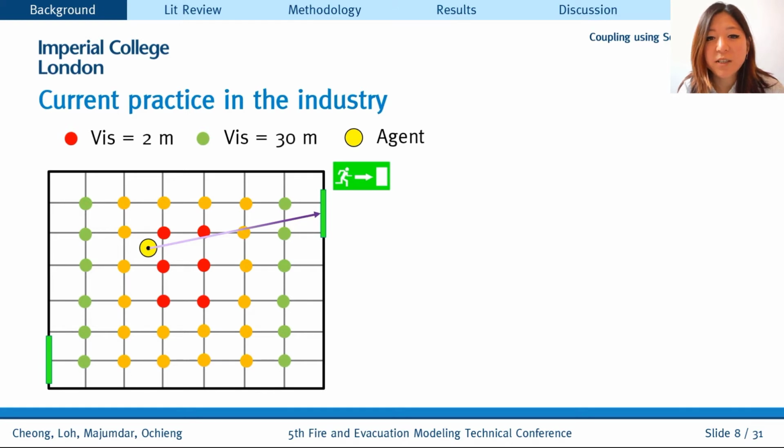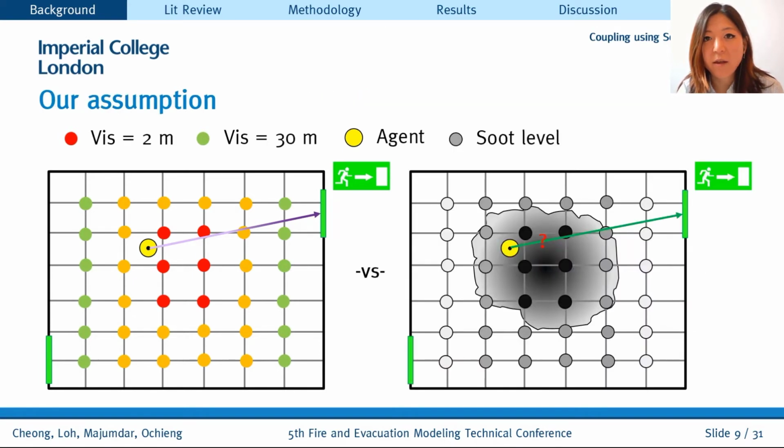So our assumption is that if evacuees see a cloud of smoke, when they look in the direction of the exit, they may choose a different path to evacuate to avoid the smoke. This would then have a different evacuation dynamic, and modeling this is exactly our aim.